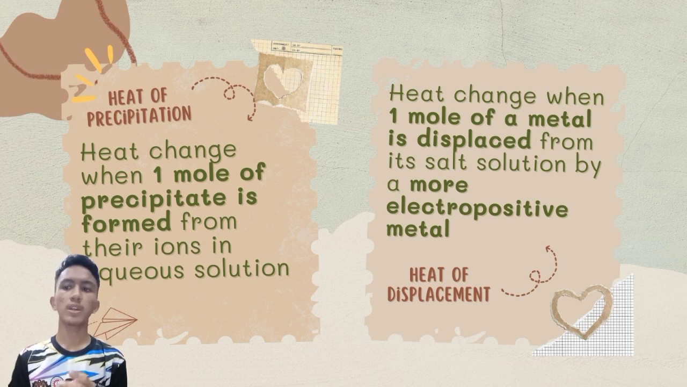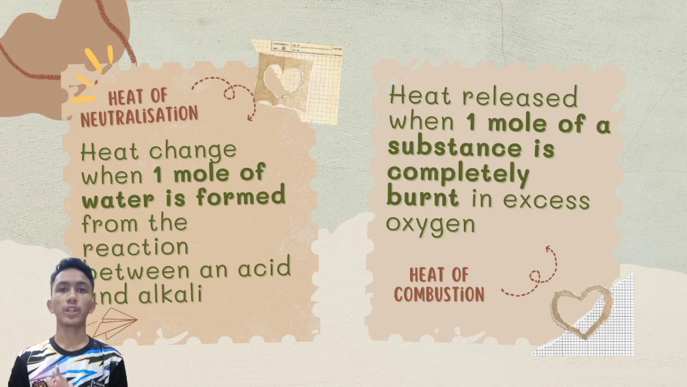Heat of displacement is the heat change when 1 mole of a metal is displaced from its salt solution by a more electropositive metal. Basically, when you combine a metal solution with a metal that is more electropositive than the metal in the solution, the metal is displaced. Heat of neutralization is the heat change when 1 mole of water is formed from the reaction between an acid and alkali. The example I'm giving you is the reaction between H2SO4 and NaOH.